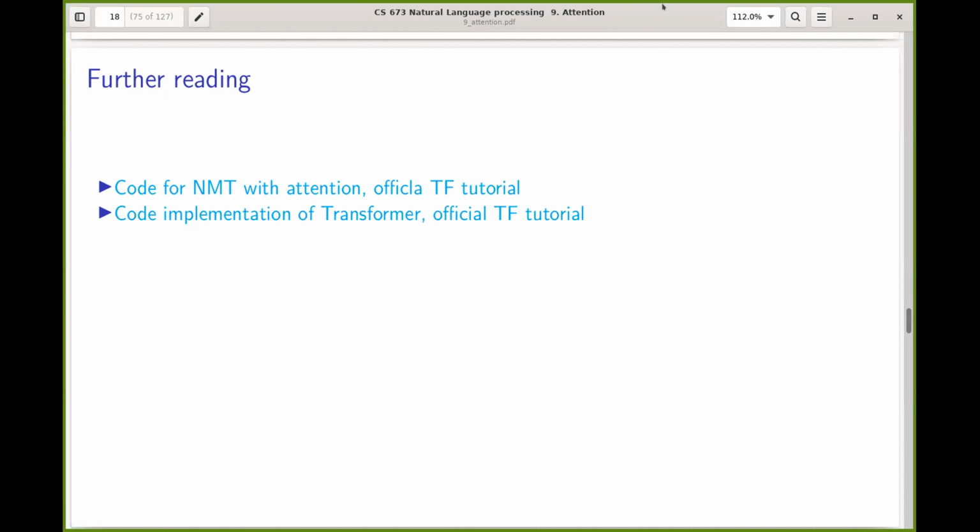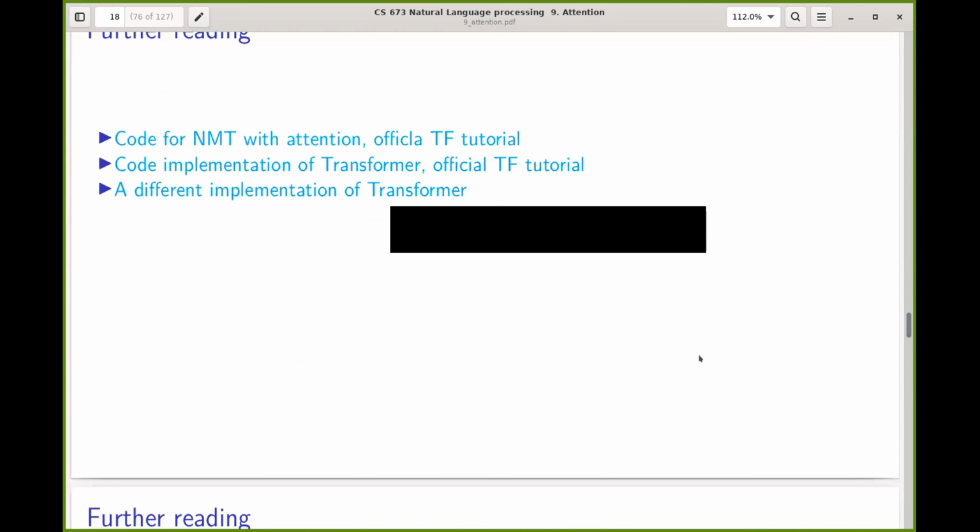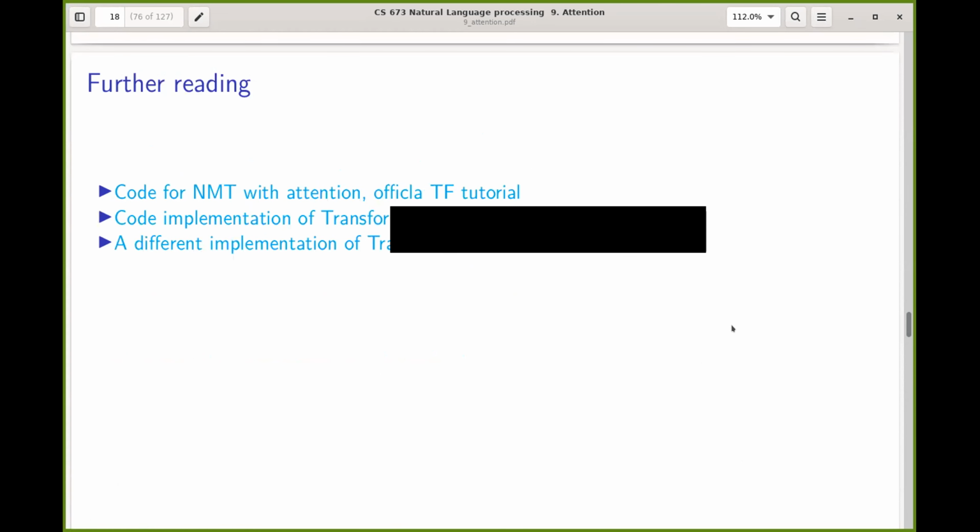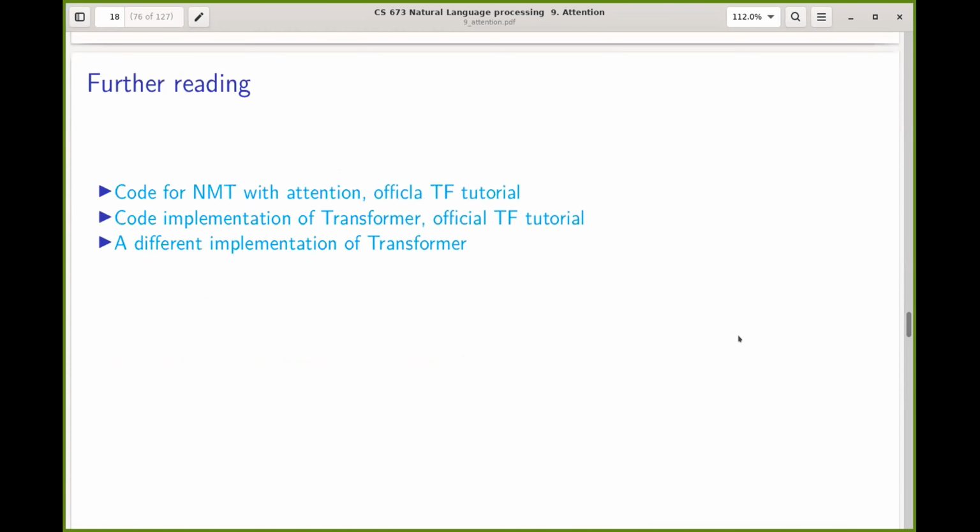Okay, here is a slide. I put several links here. They're really good. They give you a good code implementation of how to build a transformer. Feel free to take a look at it. It's very good.